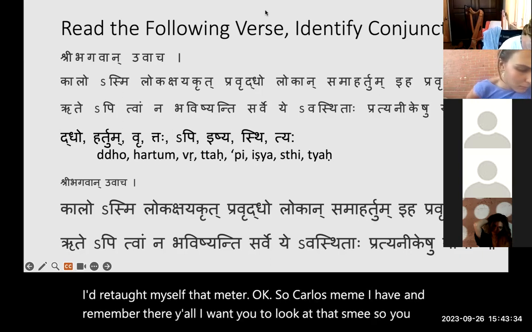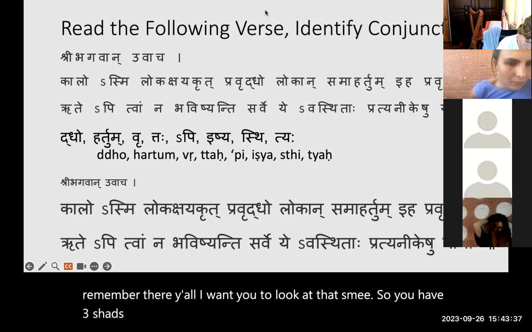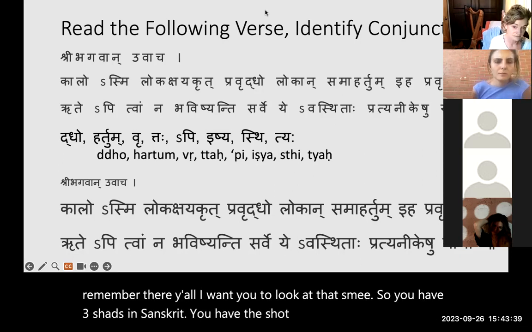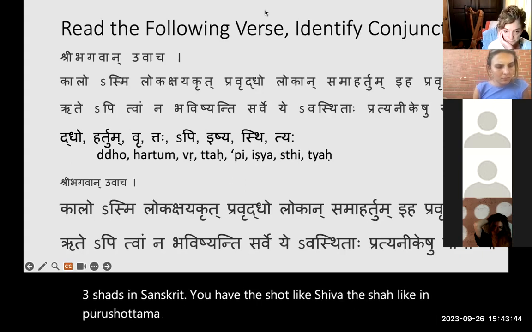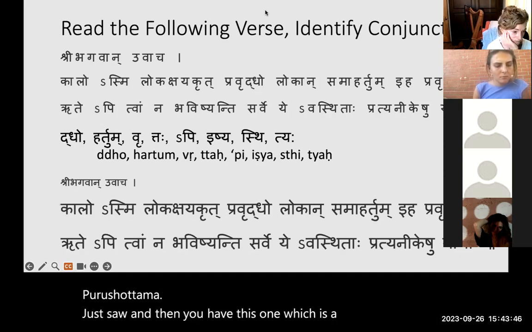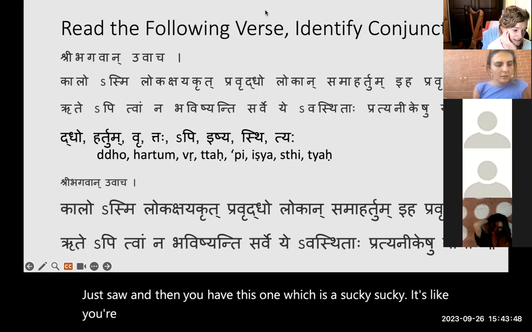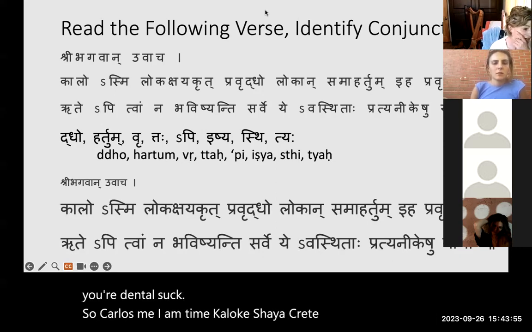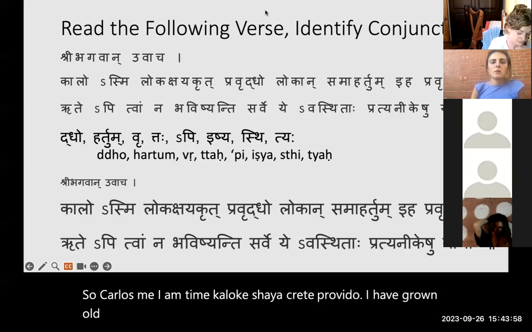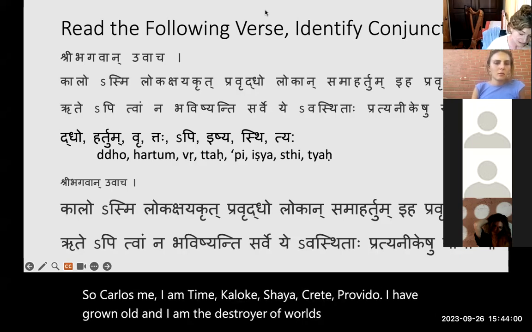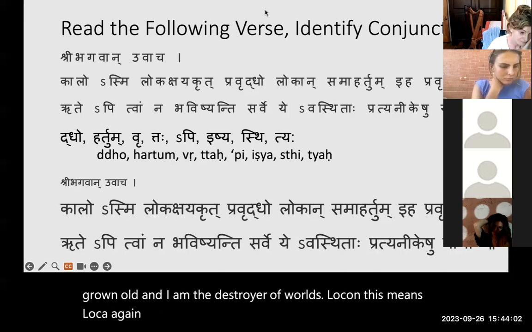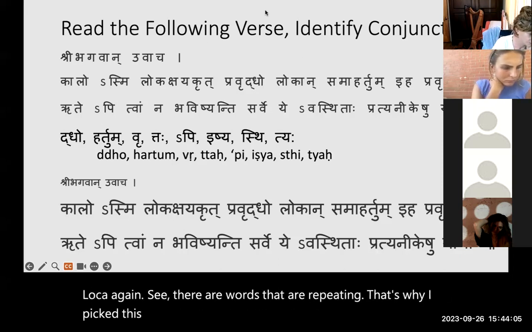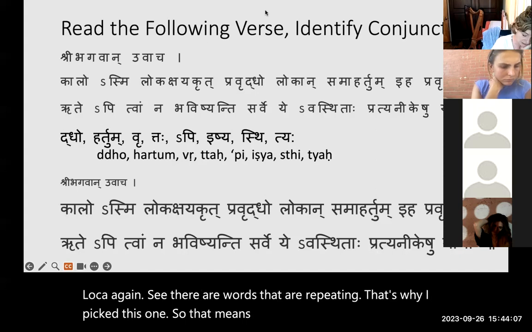So you have three shas in Sanskrit. You have the sha like Shiva, the sha like in Purushottama we just saw, and then you have this one, which is a sa, like your dental sa. So, kalosmi, I am time. Kalokshaya krit pravridho. I have grown old and I am the destroyer of worlds. Lokan, this means loka. Again, see, there are words that are repeating. That's why I picked this one. So that means worlds in the plural.